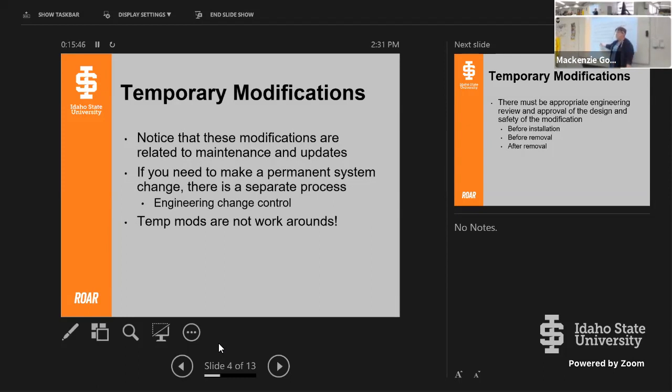You're just not supposed to use it as a workaround. And the supervisor was actually removed from that position of authority. And the employee was praised for the questioning attitude and standing up for safety.